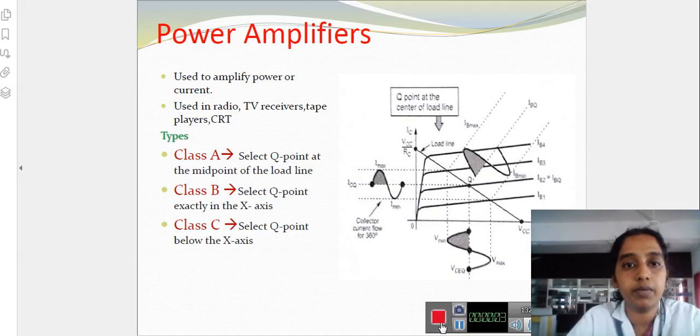Good morning everyone. Let us now see about power amplifiers. Power amplifiers are used to amplify power or current. So it is used in radios, TV receivers, tape recorders, CRT, cathode ray tubes. So here this is a general characteristic curve.